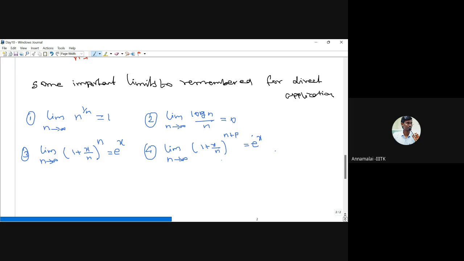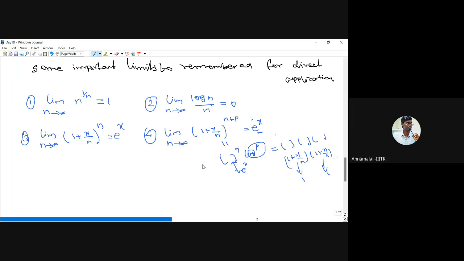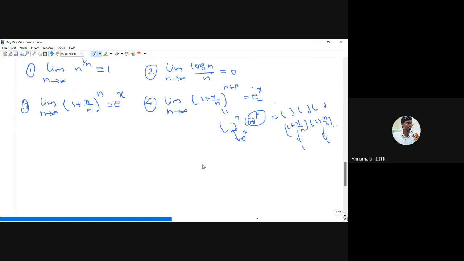We split this into a product of the power n and the power p. The power n converges to e power x by the third limit, and the remaining factor is (1 plus x by n) power p. Power p means that factor is multiplied p times: (1 plus x by n) into (1 plus x by n) and so on. As n goes to infinity, each goes to 1, so the product goes to 1. That's why we get just e power x. Provided p is a finite number, maybe positive or negative, anything, but it should be finite. It's not an infinite number.